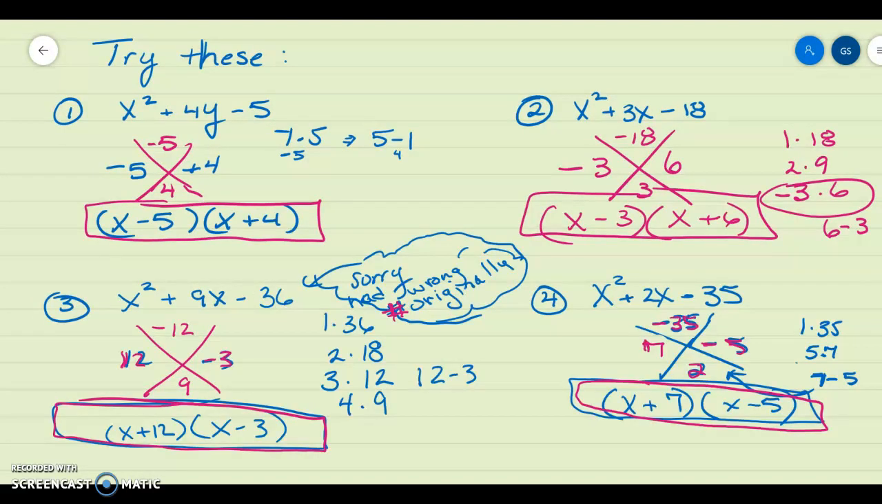Okay, here are the answers. Number 3, I had the wrong number, so I changed it. So if you had trouble with that one, well, there's why. I meant it to be a minus 36 at the end.